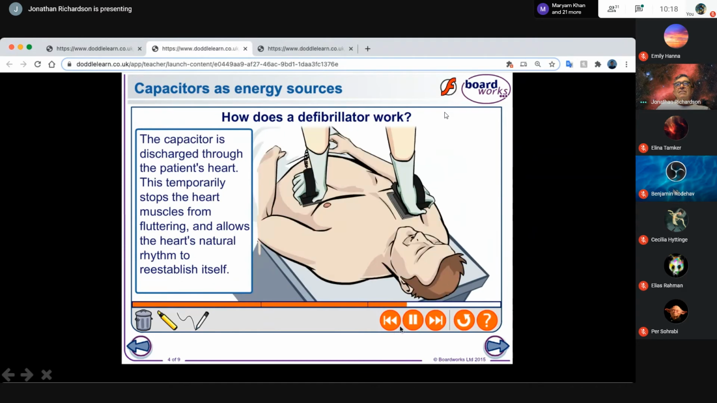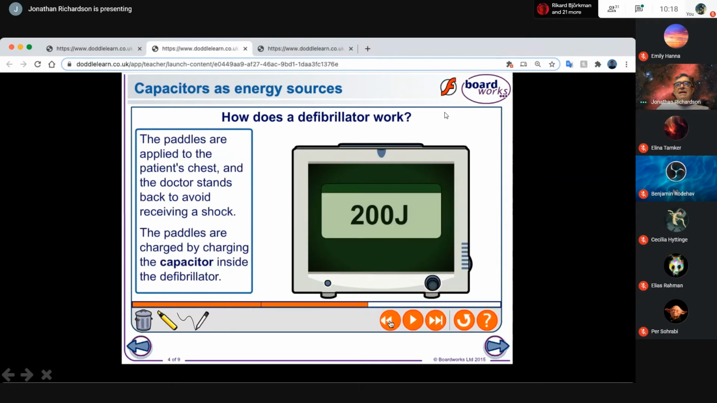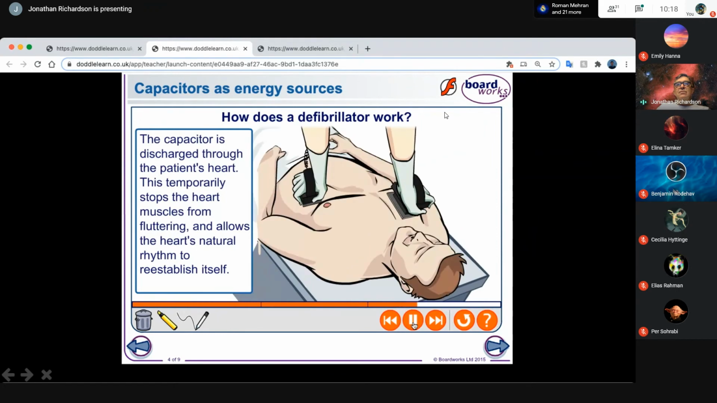You then apply the energy into the person's heart or through to the heart, and this temporarily stops the heart muscles from fluttering. That means that the high voltage allows the heart to reset itself. And by resetting, if we just go back here, I'll try and pause it at the right point.